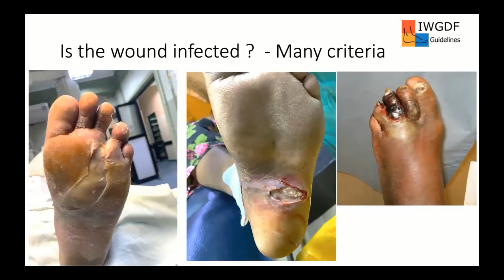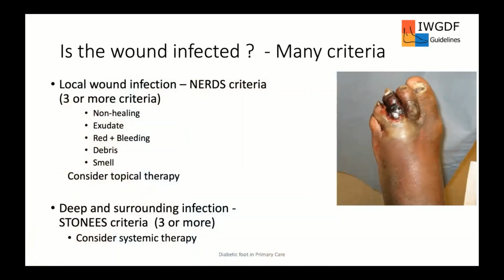Now, these pictures, of course, are very, very clear. You can see the swelling, you can see the discoloration, the skin is blistering. You know there's a problem going on. You might even see discharge coming through, right? But sometimes it is not the case.